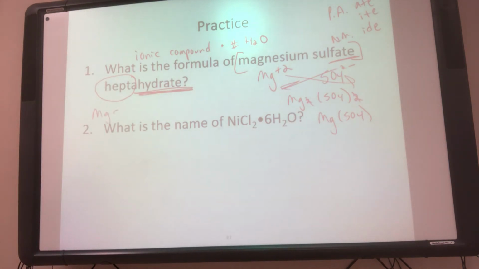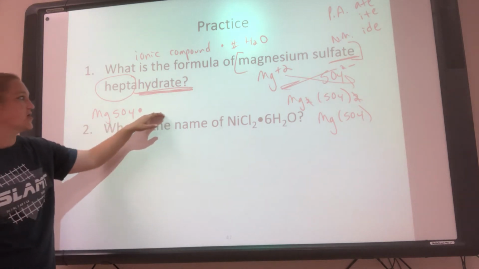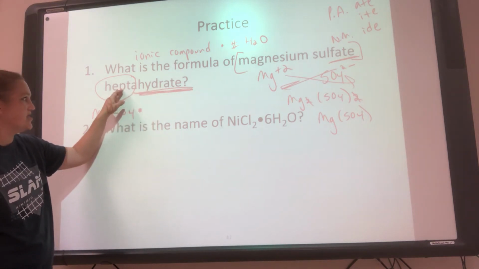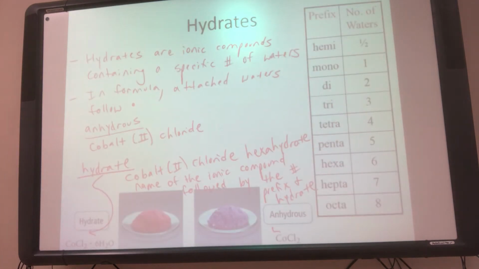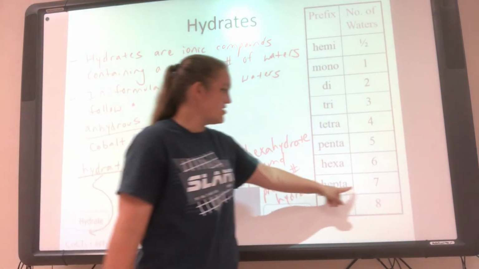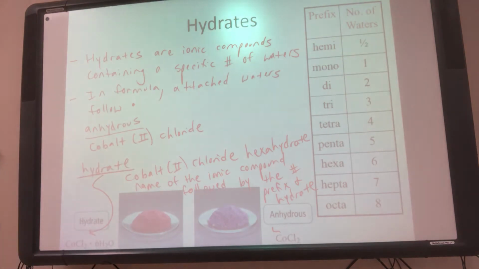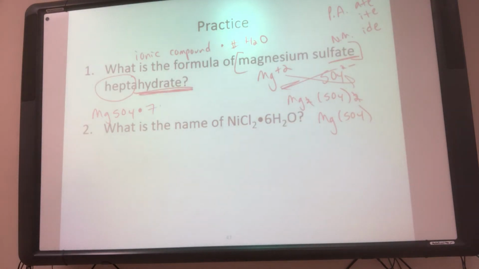So MgSO4, and you can leave it in parentheses if you want, but it's a hydrate, so I have to add my dot. Then I need to know, well, how many waters, because I know it's going to have waters, but how many? So hepta. If I go back, I say, well, what is hepta? Hepta is 7. So this is telling me dot 7 waters, and that would be my formula. MgSO4·7H2O.